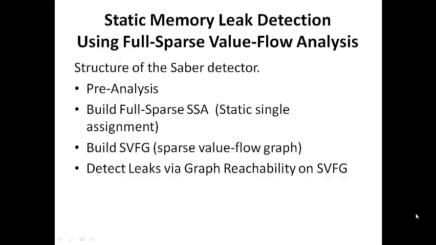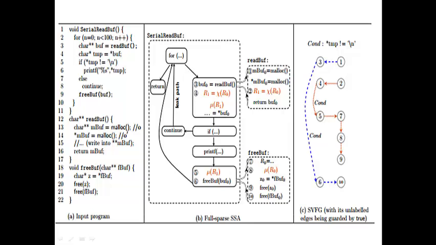The second paper we are going to discuss is static memory leak detection using full sparse value flow analysis. Here we use a Valgrind based Saber detector. The steps involved are pre-analysis, build full sparse SSA, build the sparse value flow graph, and detect leaks via graph reachability on the built graph. Let's see the steps involved with a real-time example.